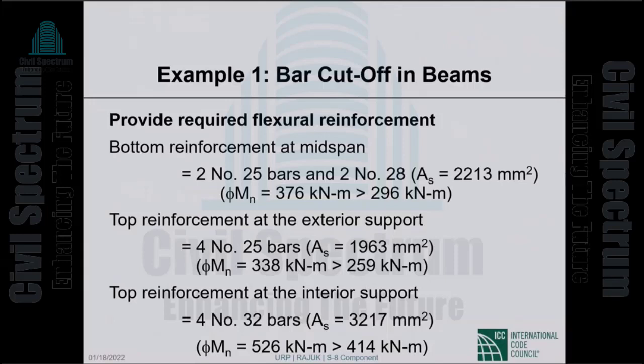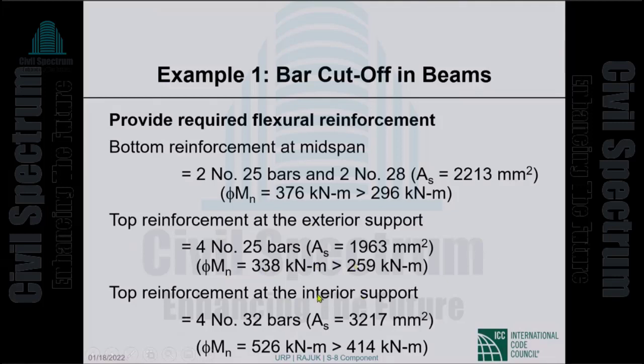For the 296 positive reinforcement in the span, we provided two number 25 bars and two number 28 bars. And that gave us phi times M sub n of 376, which being in excess of 296, it's fine. Top reinforcement at the exterior support, we have a moment of 259 kilonewton meters. We used 4 number 25, that gave us design moment strength of 338, which is obviously in excess of 259.